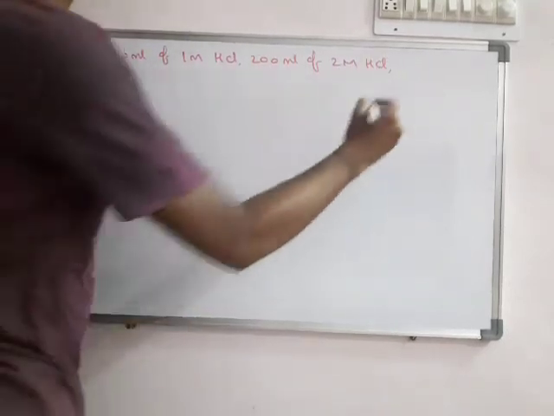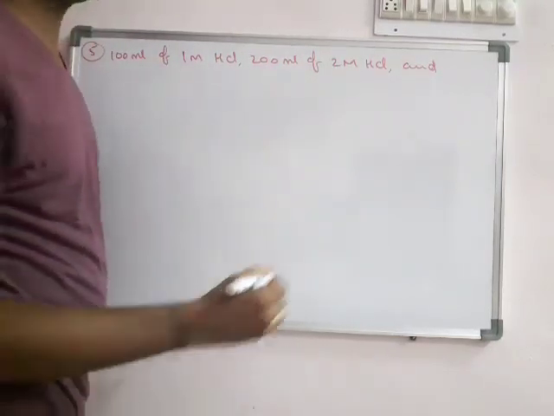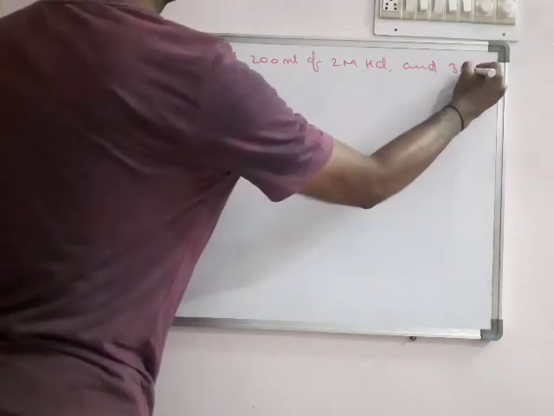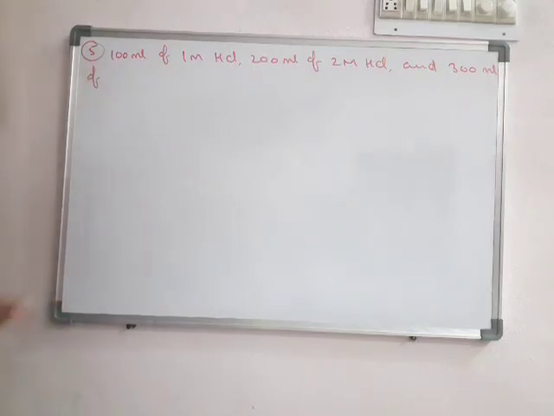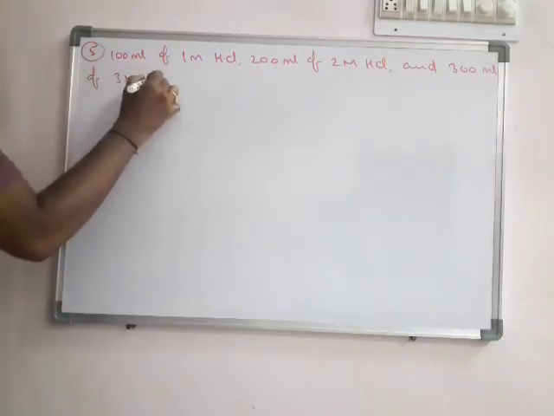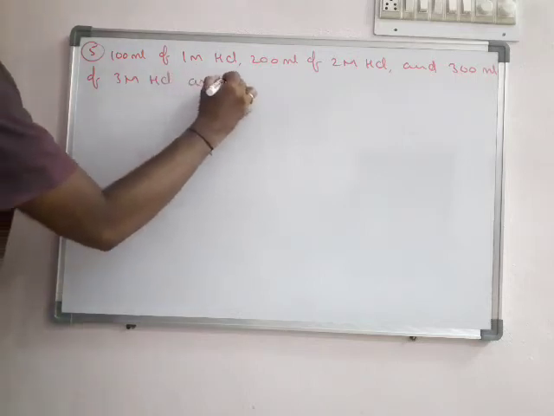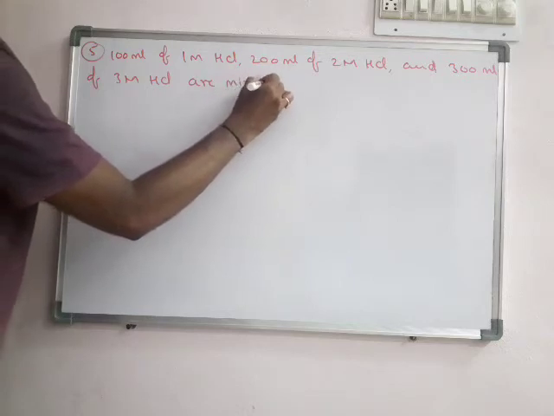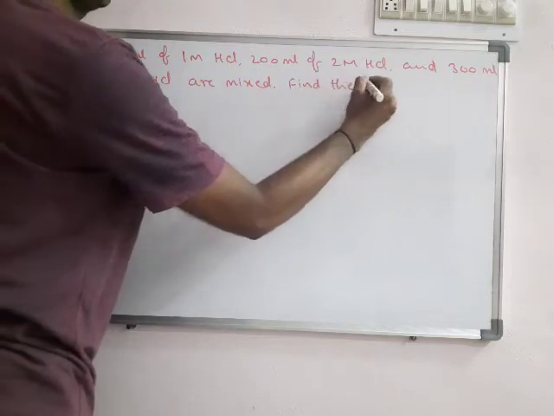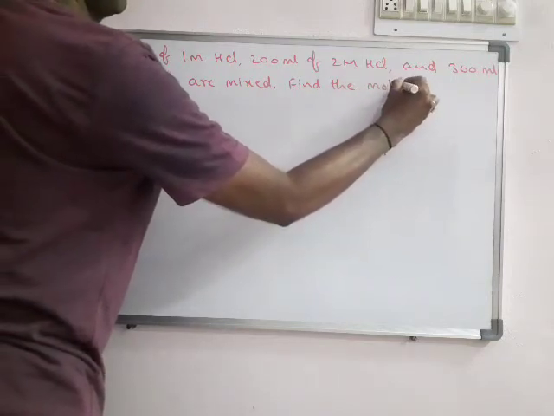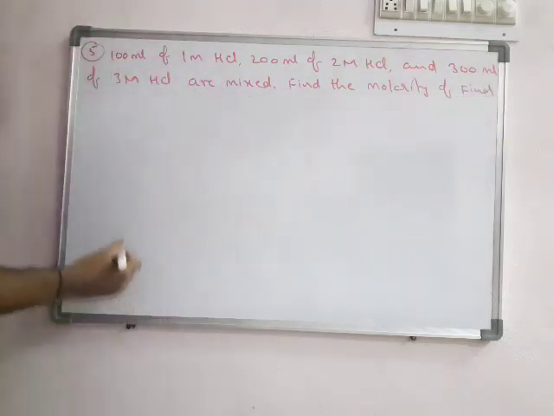2 M solution, and another, 300 milliliter of how much? 3 M concentrated HCl, are mixed. Find the molarity of the final solution.